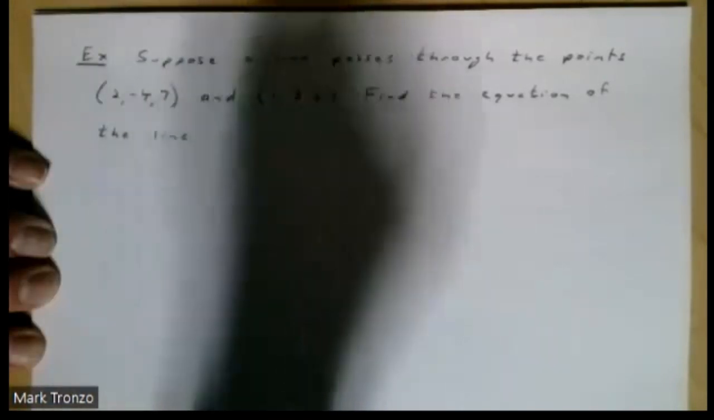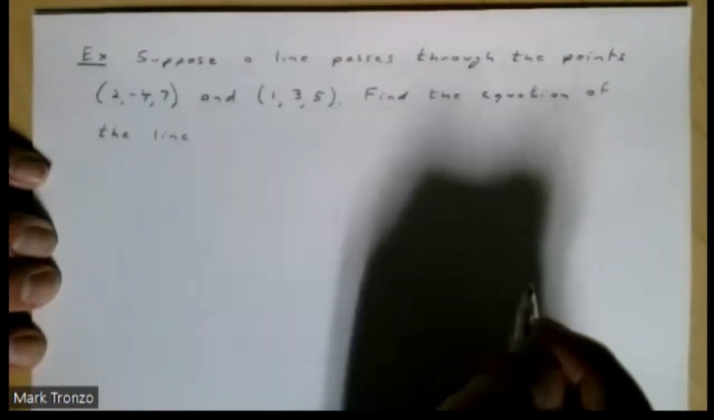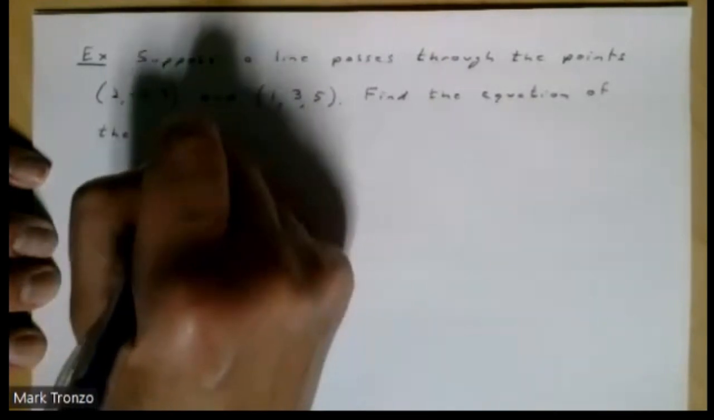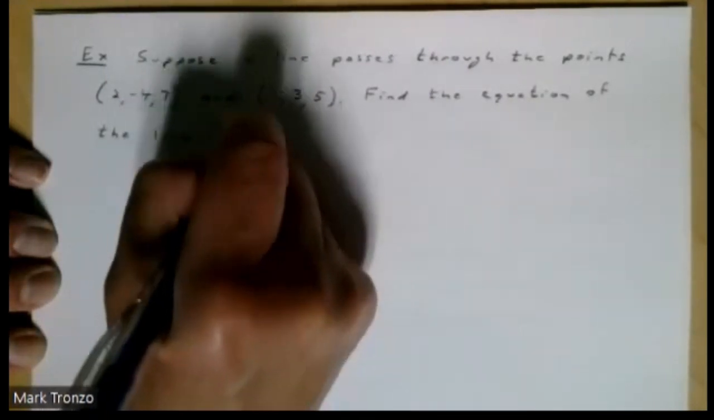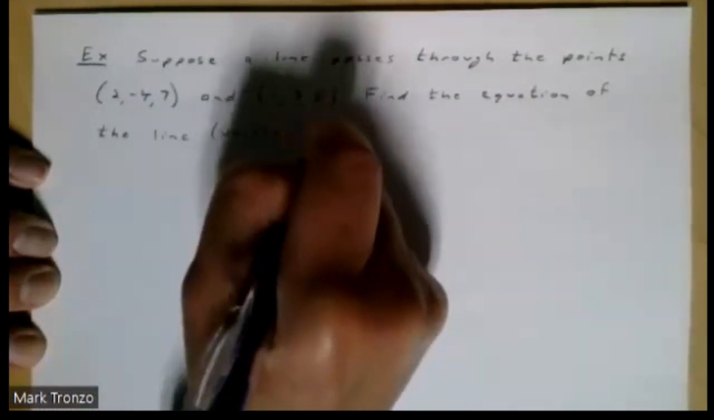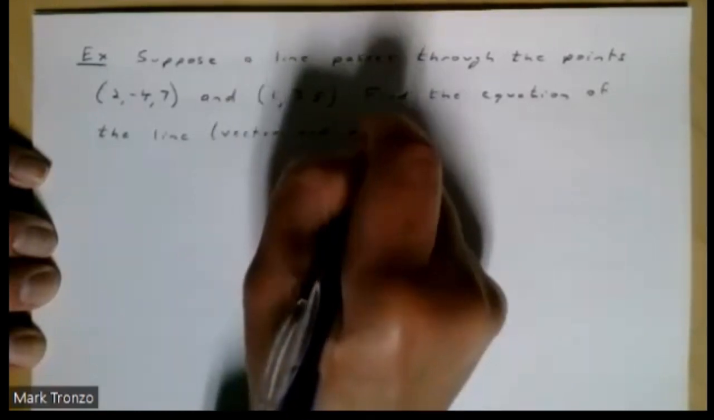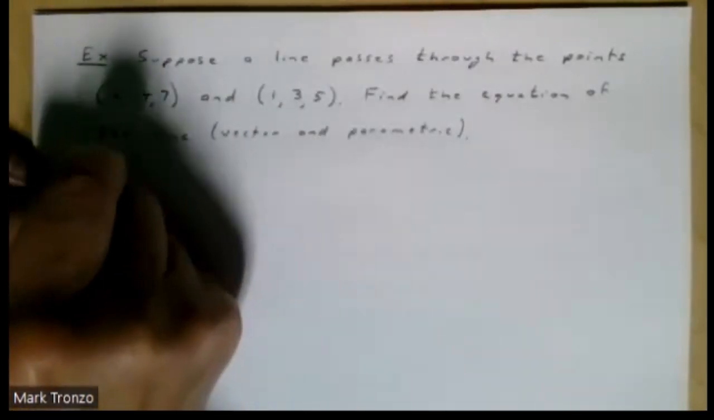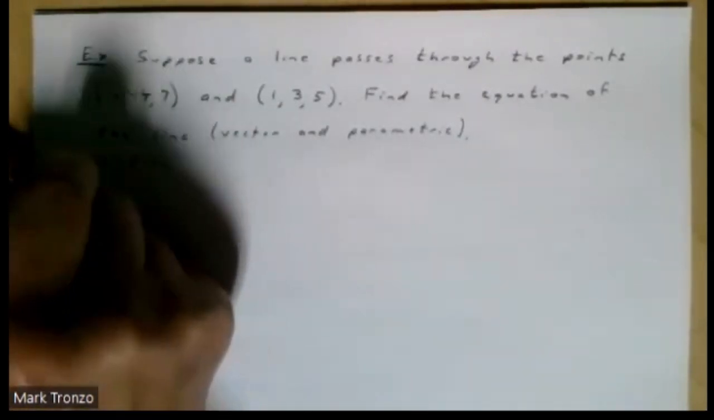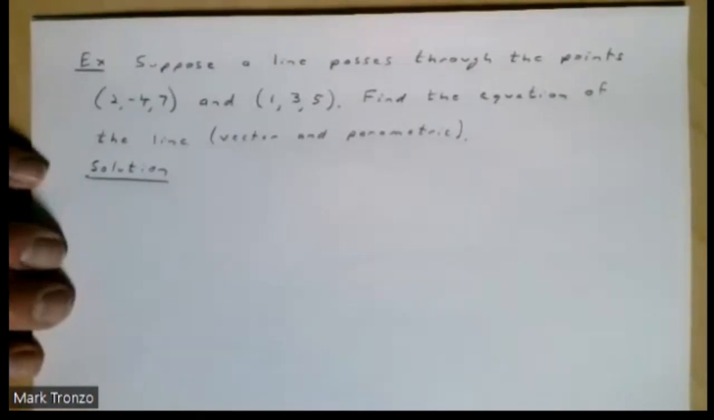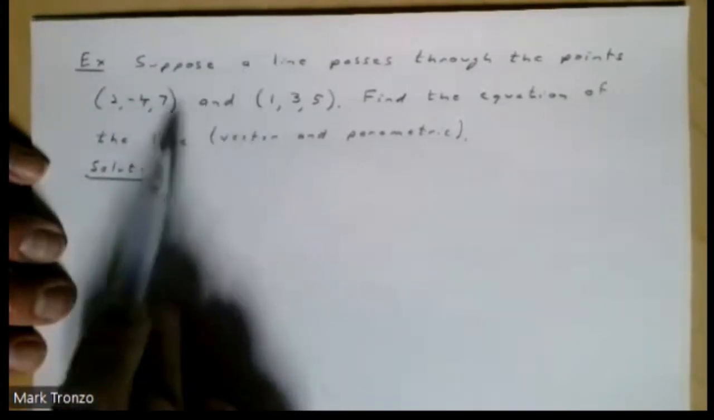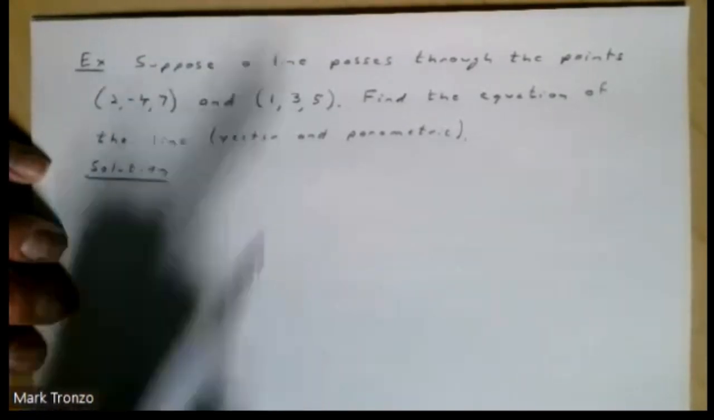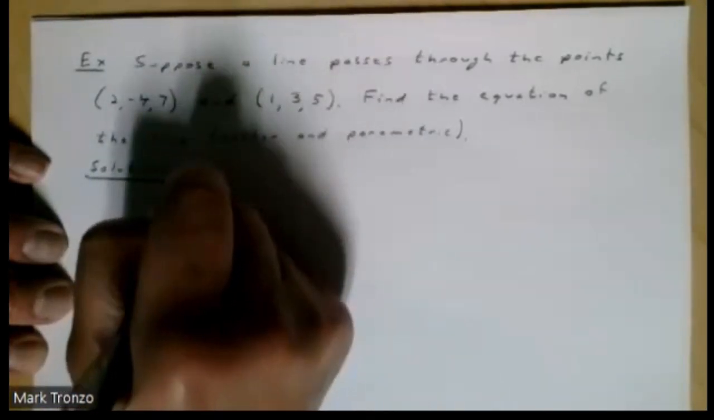Let's say the vector equation and parametric. And solution. So we're going to need a direction vector, but we have 2 points. Now we can easily find the direction vector by taking one point minus the other. It doesn't matter which order we do them in. So, direction vector.